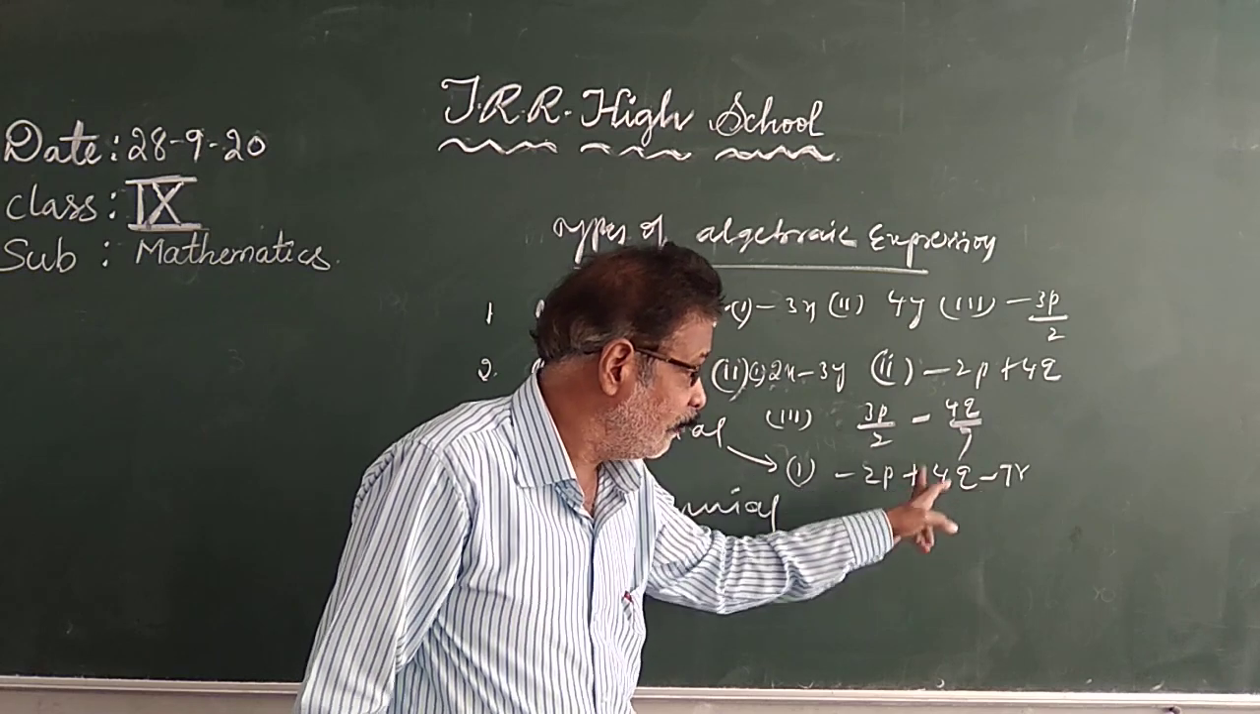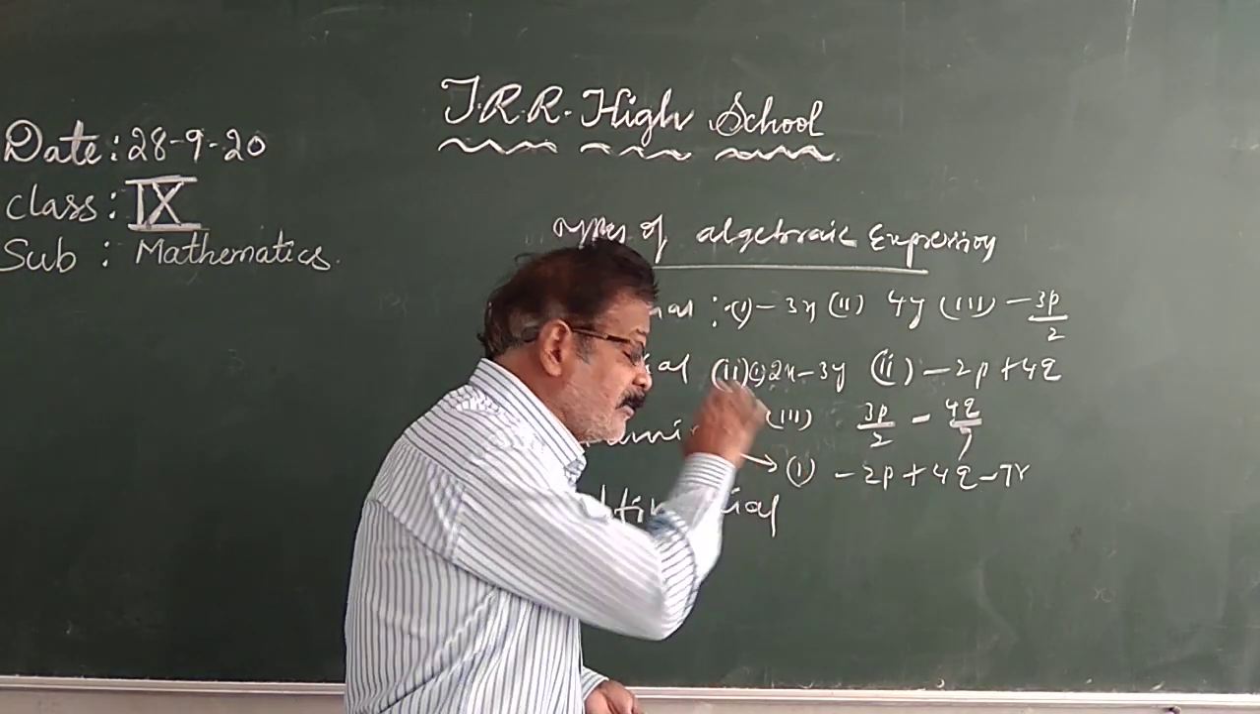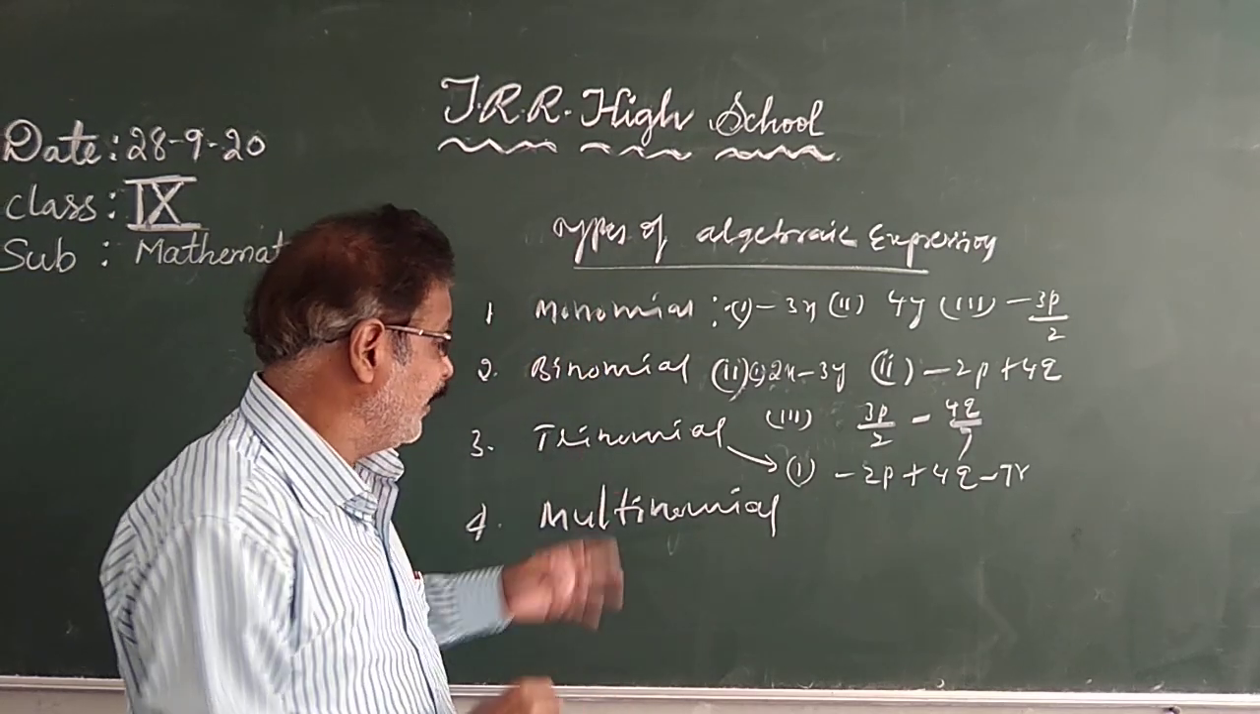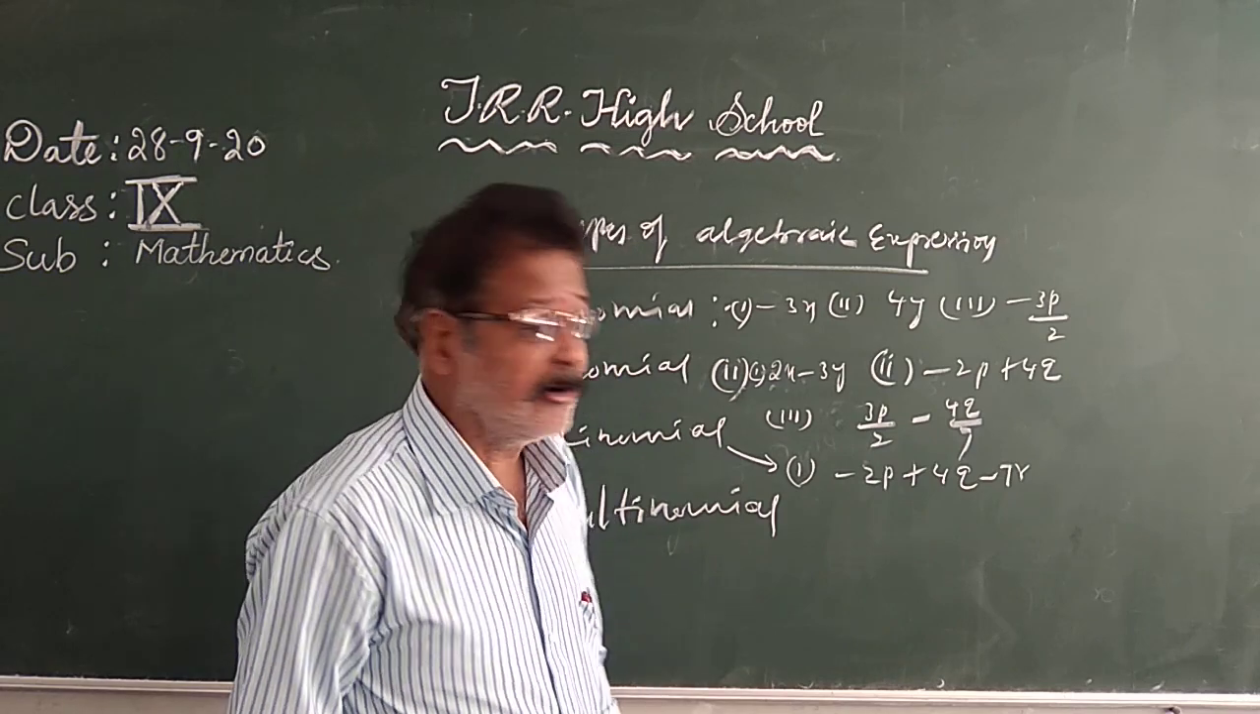Two minus signs, one plus sign. Totally, how many signs are there? Three signs are there. That is why it is trinomial. An algebraic expression having three terms is called trinomial.